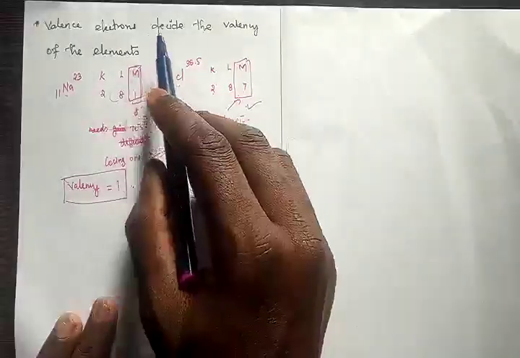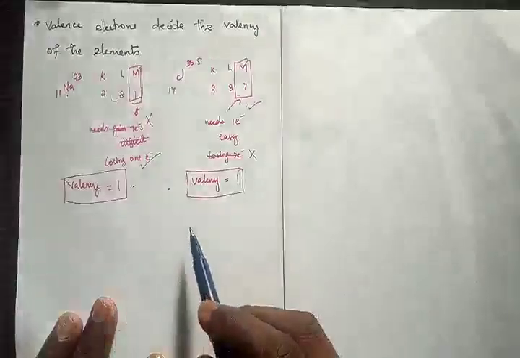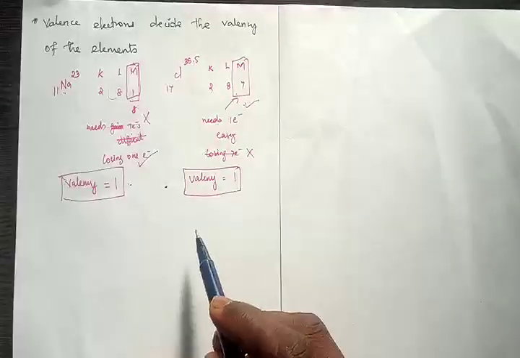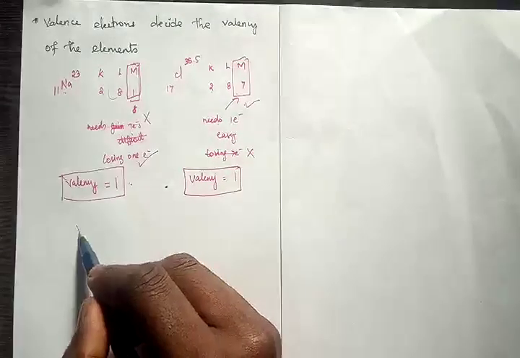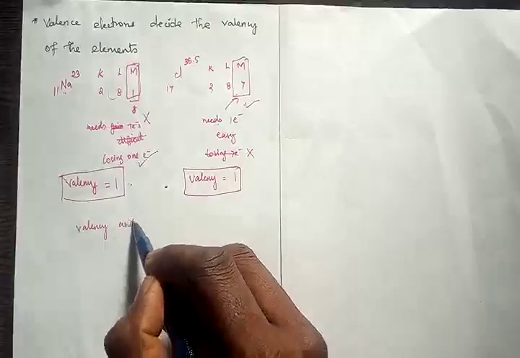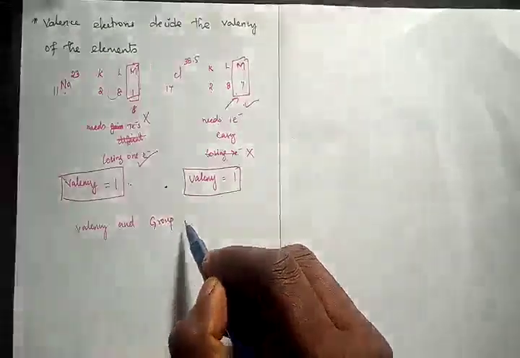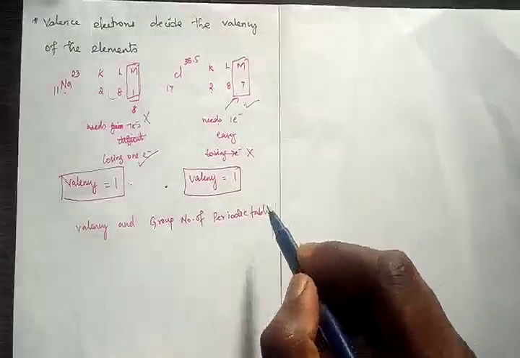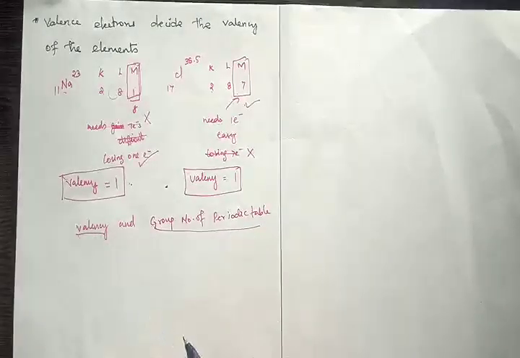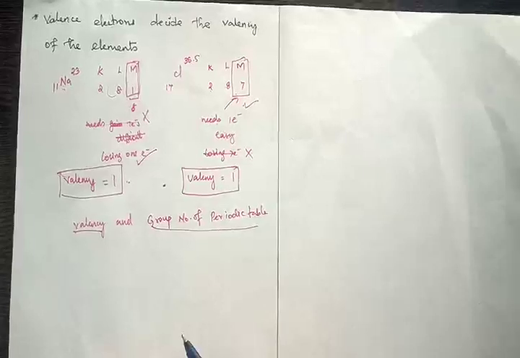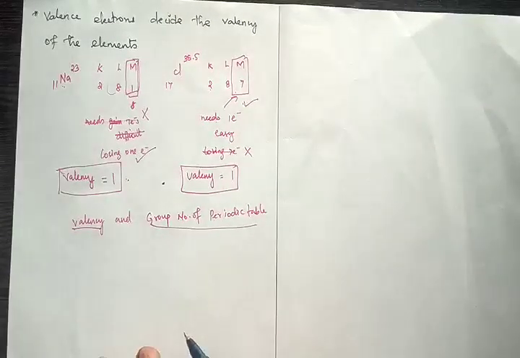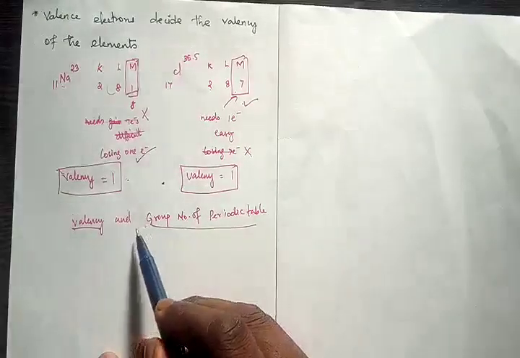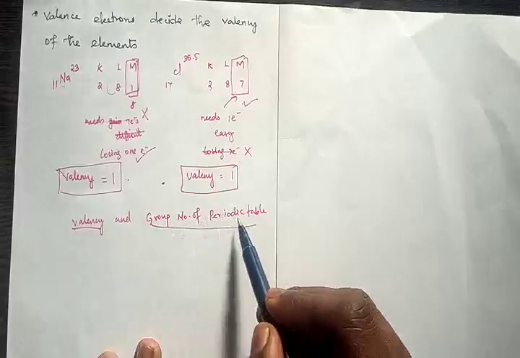Valence electrons decide the valency of the elements. But how to easily find out the valency? It's a very simple idea, my dear children. There is a huge relation between the valency and the group number of the periodic table. So this is what you have to know. The valency and the group number of the periodic table have a huge relationship. Okay, so let us see in another separate video what valency is and what the relationship is between valency and the group number of the periodic table.